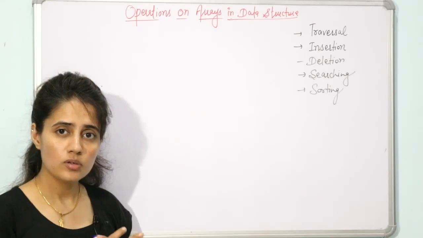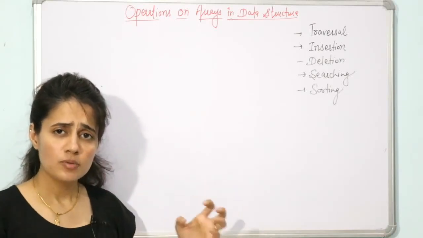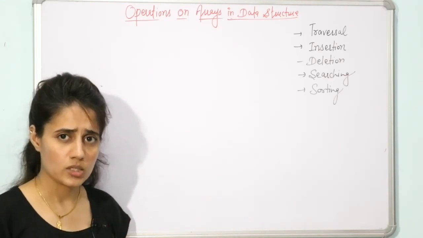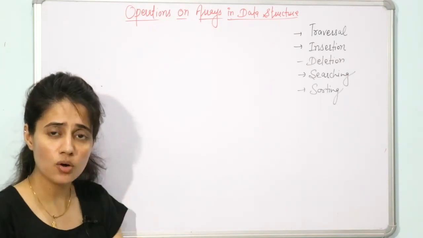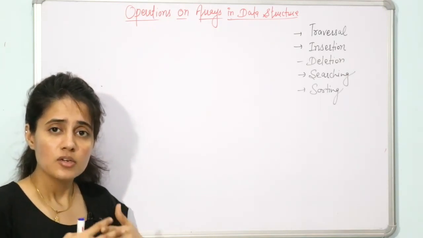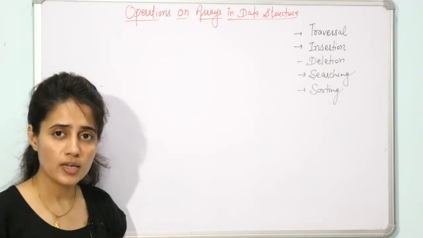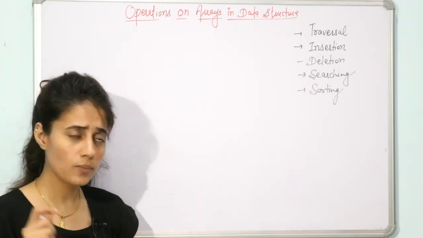This video will talk about the operations on an array. Although many operations can be performed on an array, the most important operations we are going to discuss are traversal of an array, insertion in an array, deletion of any data from the array, searching of any key to see if an element exists or not in the array, and sorting of an array. We have already discussed searching and sorting techniques. You can check them out in the playlist.